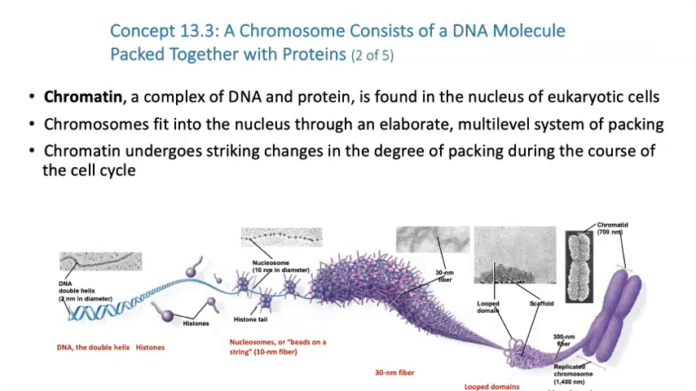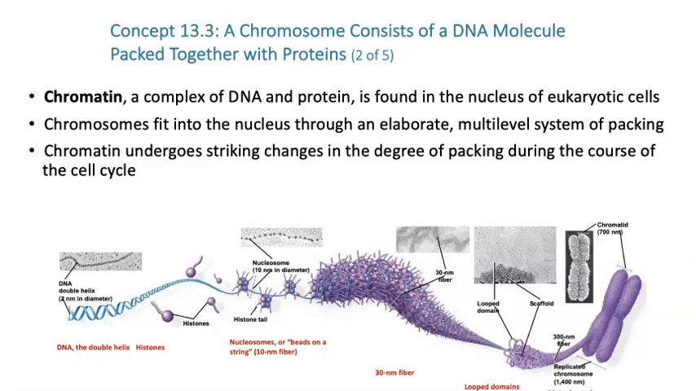So if we take a little bit closer look at this coiling concept, the first word that I'm going to introduce to you is chromatin. Now, chromatin is, we say the word, it's a complex. That just means it's a whole bunch of different things together. So it's a complex of DNA and proteins. And in eukaryotic cells, that DNA and protein complex known as chromatin is found in the nucleus.